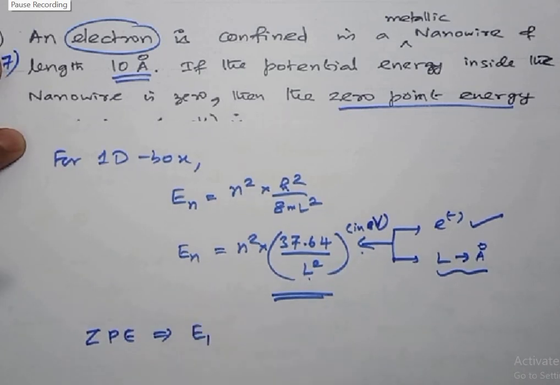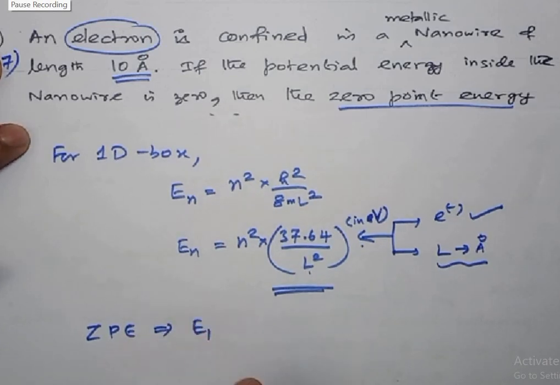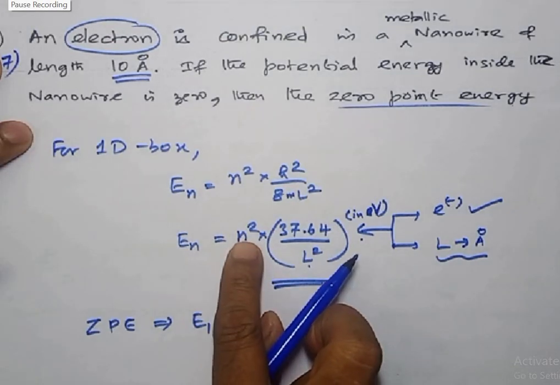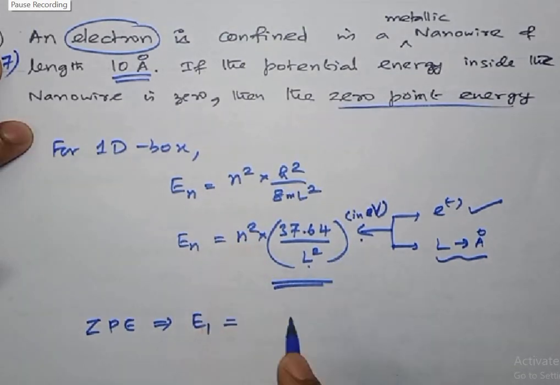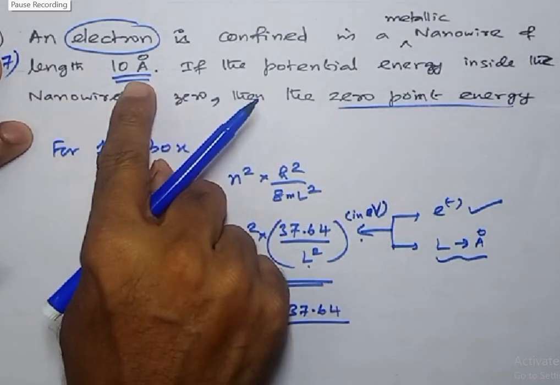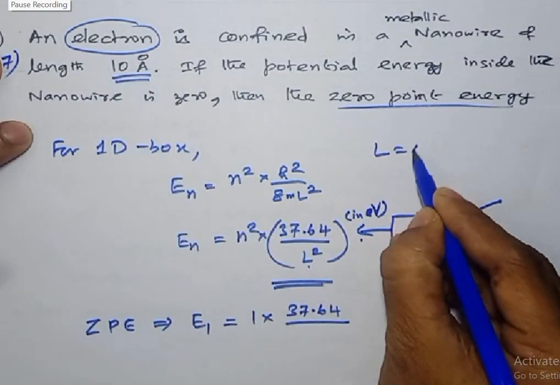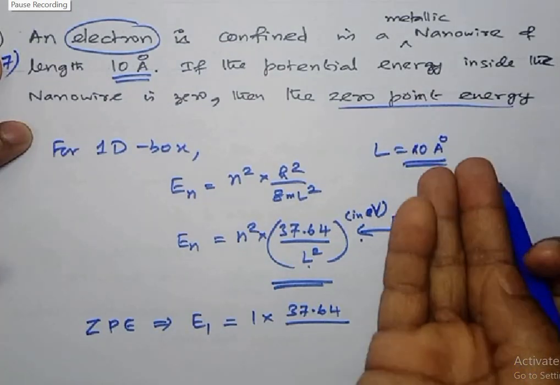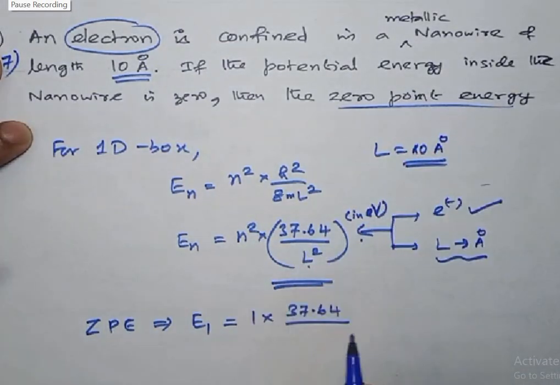Yes, the lowest value of energy, from quantum mechanics, is nothing but E1. So put 1 in place of n. You'll get 1 square is 1, into 37.64 divided by L square. L is given in angstrom unit, directly, so just put that value here.